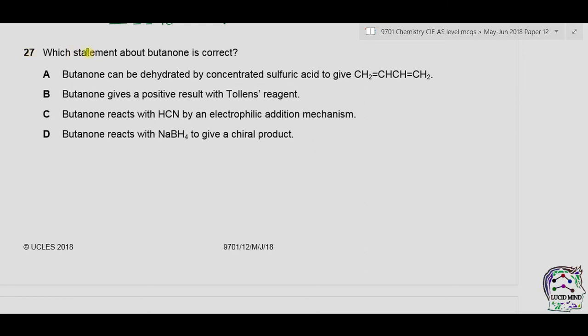Question 27. Which statement about butanone is correct? Butanone is the ketone having 4 carbon atoms. Part A. Butanone can be dehydrated by concentrated sulfuric acid to give this alkene. This is incorrect because a ketone cannot be dehydrated. It should be an alcohol that is dehydrated.